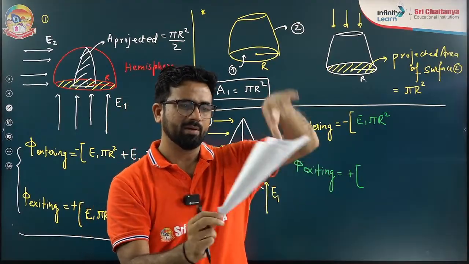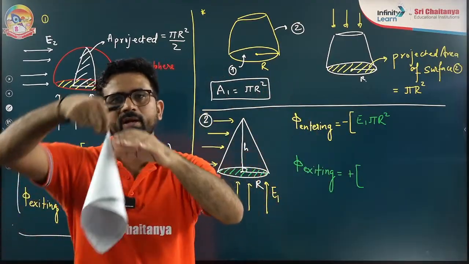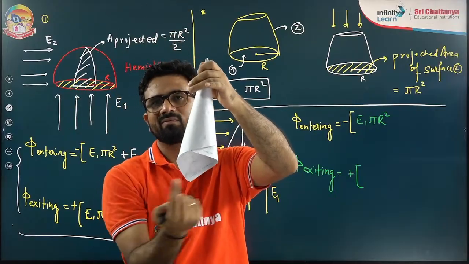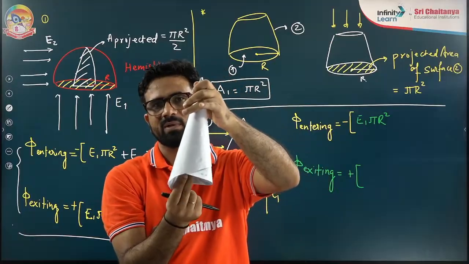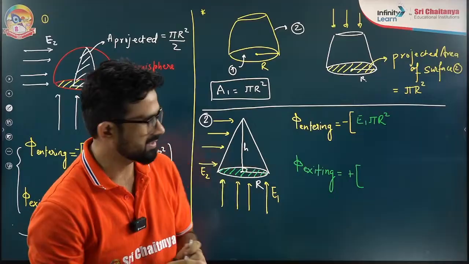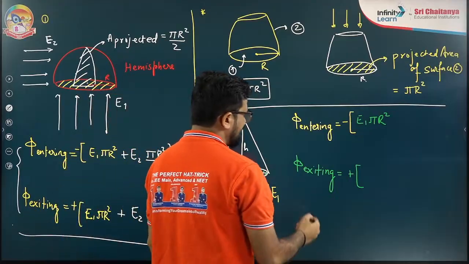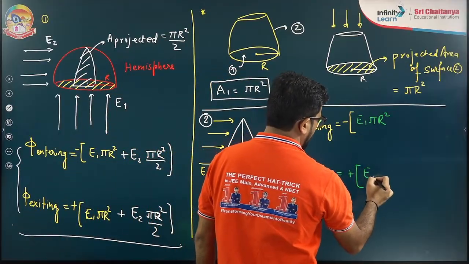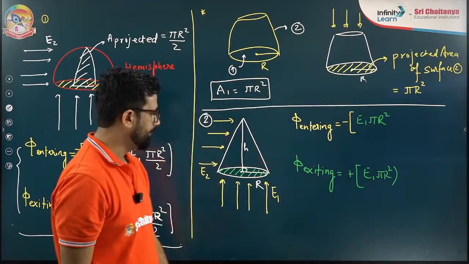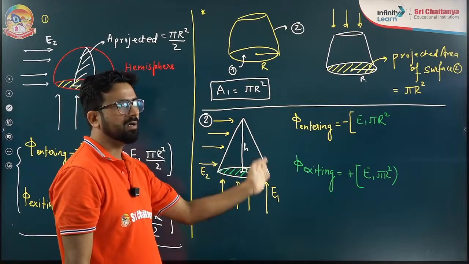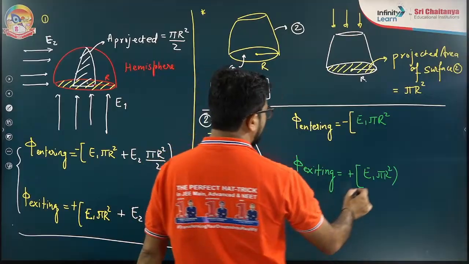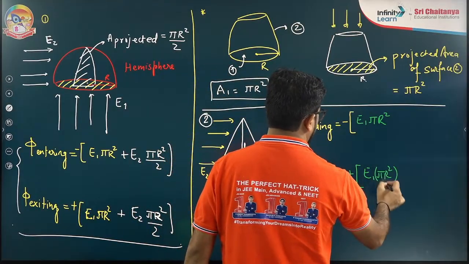King, very good, beta. This is the cone type thing. If you put the light from above, a circle will be formed. So this is a cone, you can check, a circle will be formed. That is the circle part. So the flux is equal to E1 into pi r square, because the projected area of this curved part is again pi r square. You can use it.